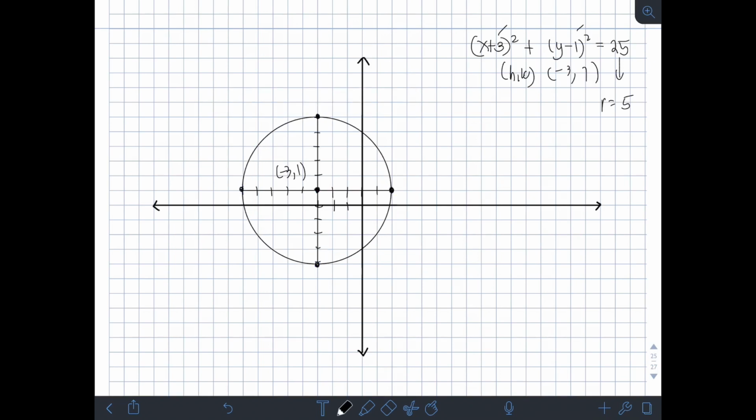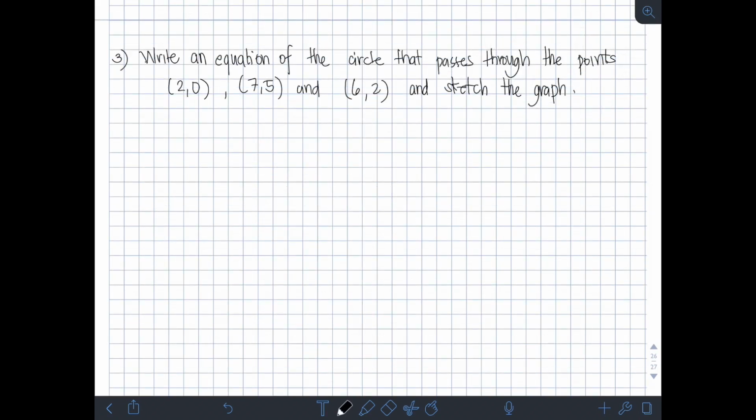Okay. So, therefore, this is the graph of the circle with the equation (x + 3)² + (y − 1)² = 25. Okay? Next, we have: write an equation of the circle that passes through the points (2, 0), (7, 5), and (6, 2), and sketch the graph.